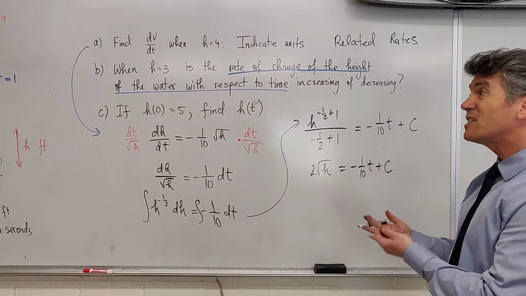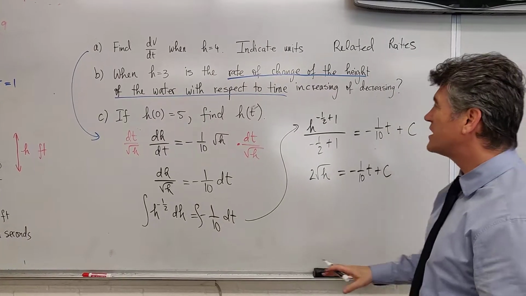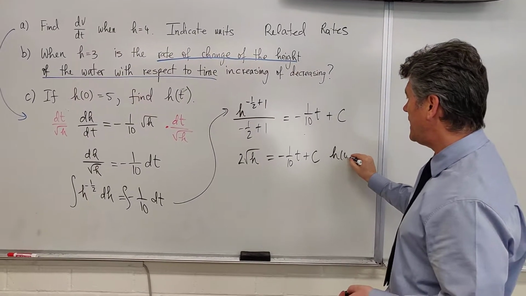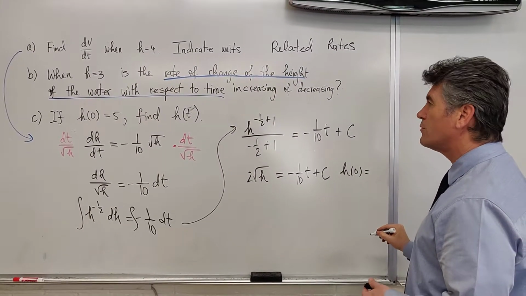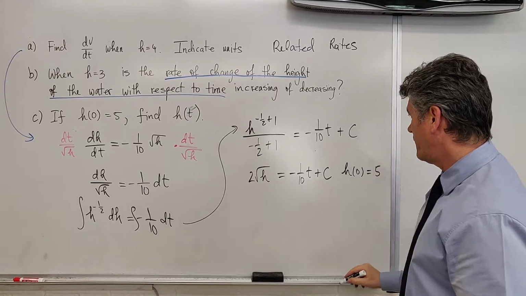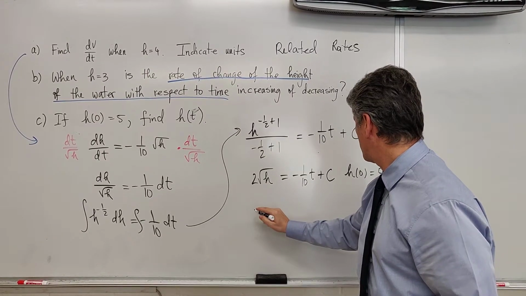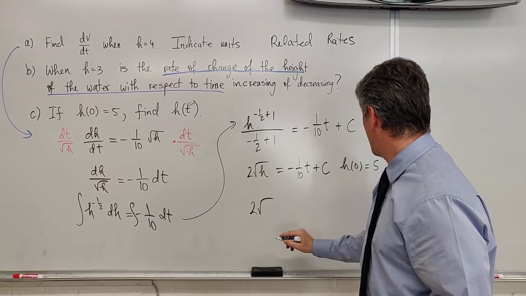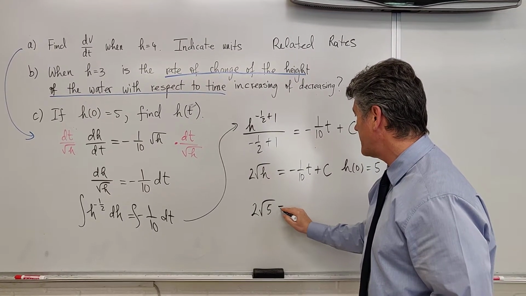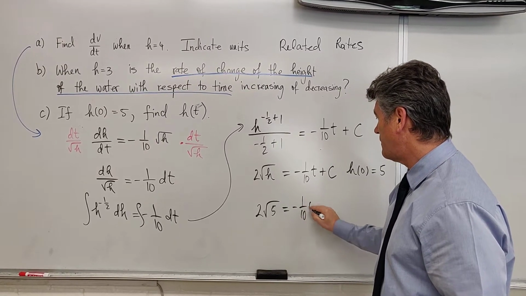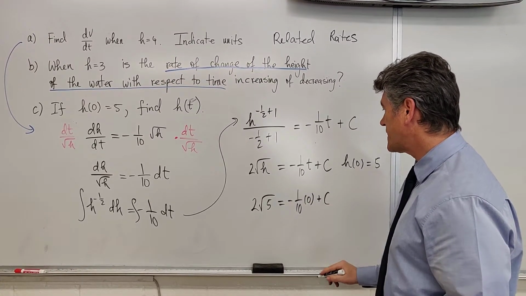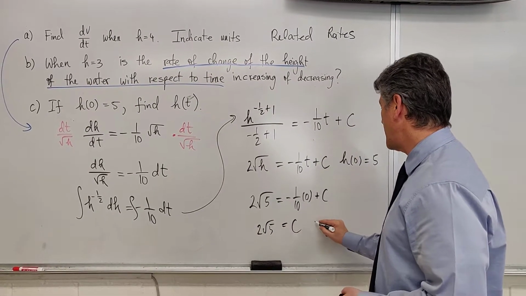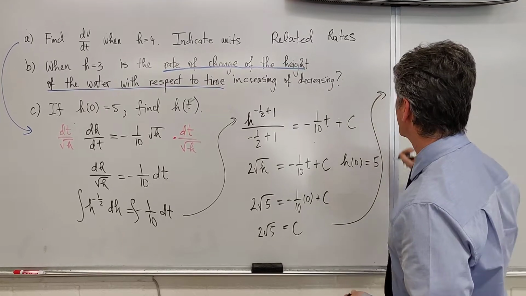I would say that at this point, it's a very good time to use the initial condition. So I'm going to use the initial condition to find my c. h of 0 is equal to 5. So, interesting. 2 times the square root of 5 is equal to negative 1 over 10 times 0 plus c. So 2 square root of 5 is equal to c. There is our constant of integration.